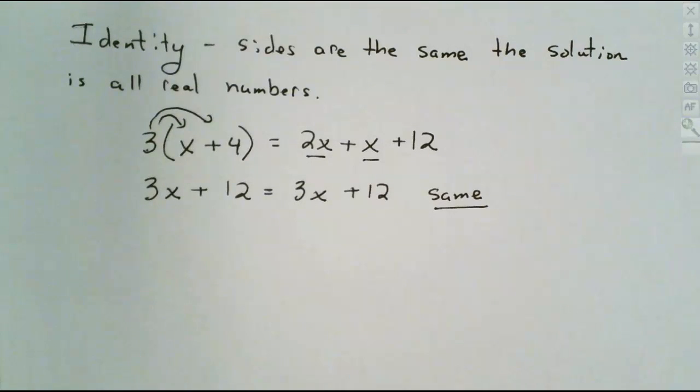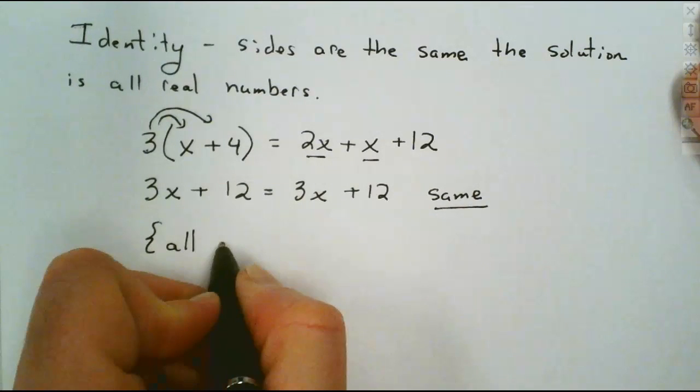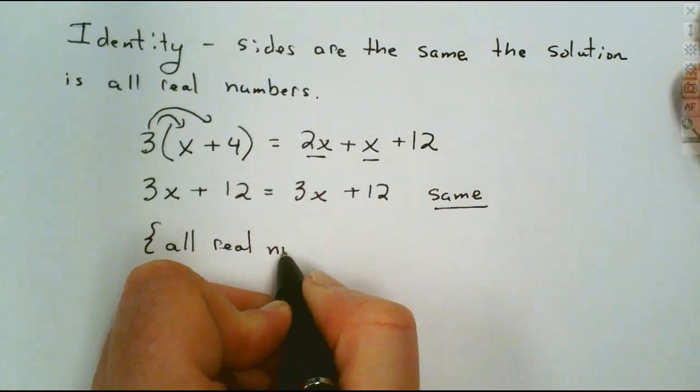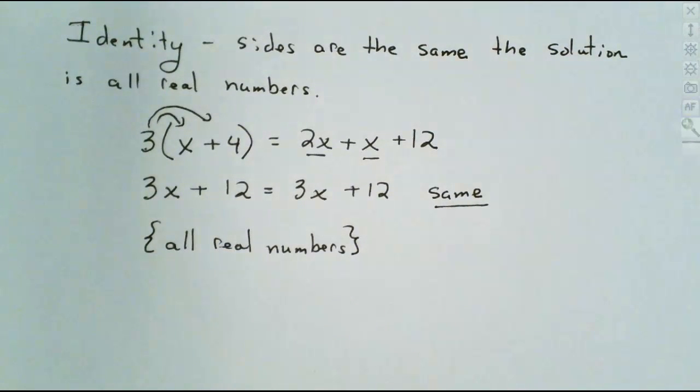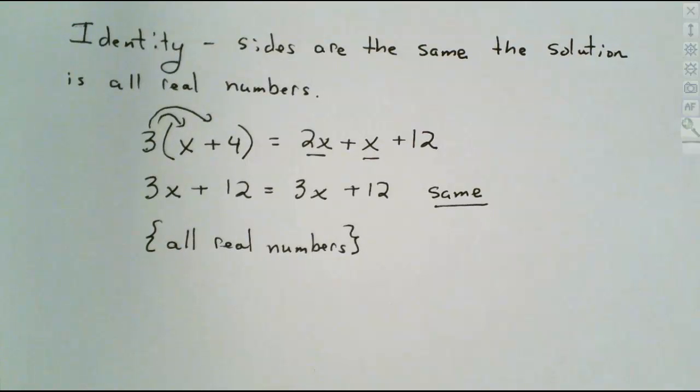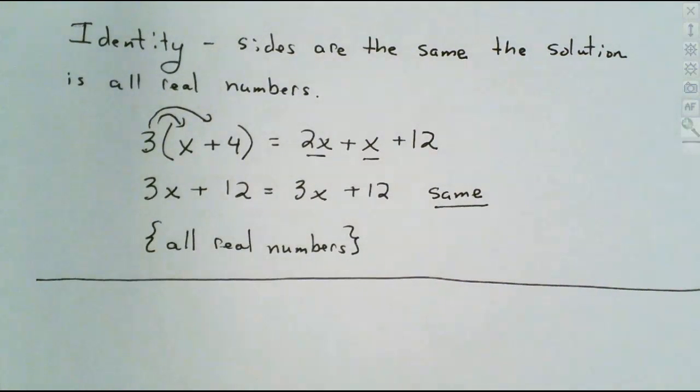This is an identity. And your solution set would then be all real numbers. Some instructors use negative to positive infinity, and that's okay too. I just try to follow our textbook, and our textbook has the answer as all real numbers, so that's what I use. If you want to use negative to positive infinity, that's okay as well. But the important concept is that this is an identity because the sides are the same.